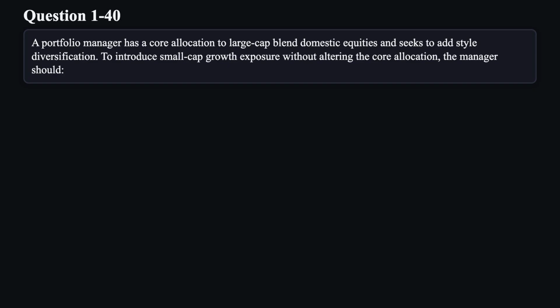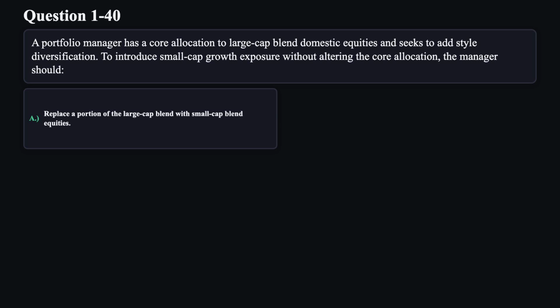Question 40. A portfolio manager has a core allocation to large cap blend domestic equities and seeks to add style diversification. To introduce small cap growth exposure without altering the core allocation, the manager should A. Replace a portion of the large cap blend with small cap blend equities.